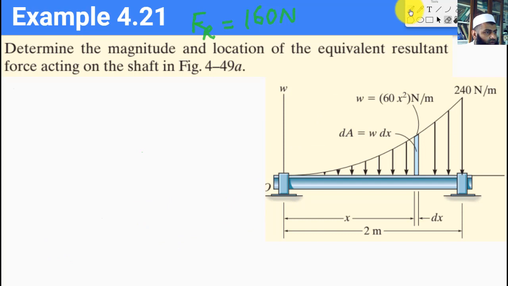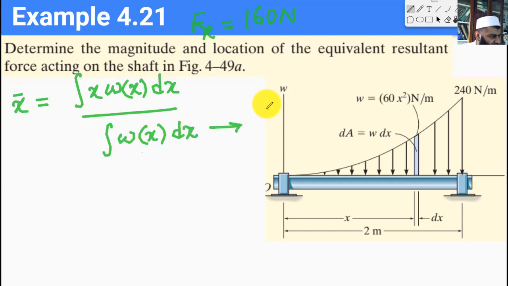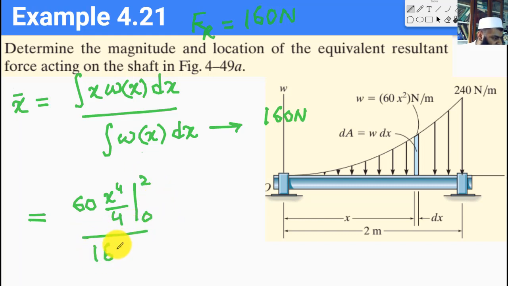Okay, so now we want to find the position x bar, which is simply equal to the integral of x W of x dx divided by the integral of W of x dx. This integral we already know is 160 Newton, as we found in the previous part. So now x W of x becomes 60 x to the power 4 divided by 4, from 0 to 2, and then we divide this whole thing by 160.